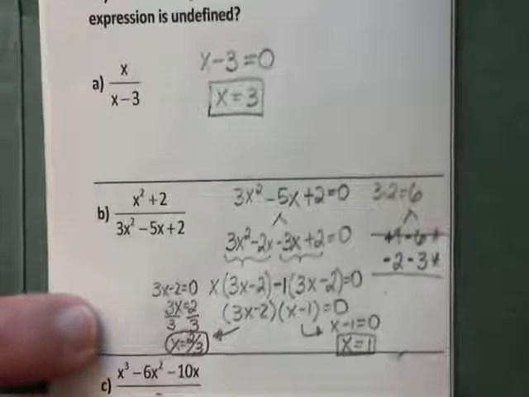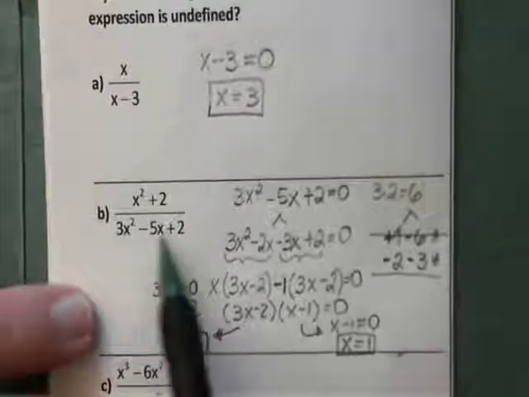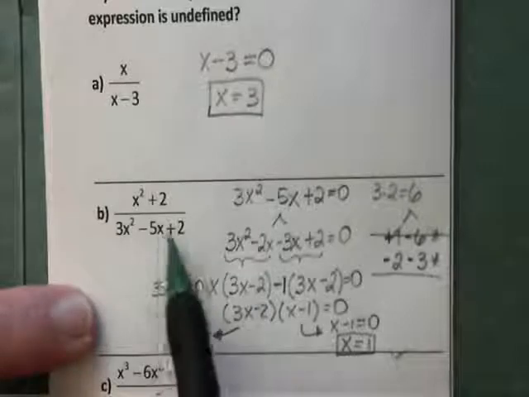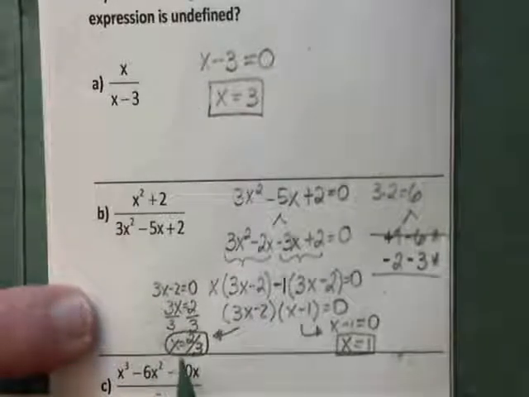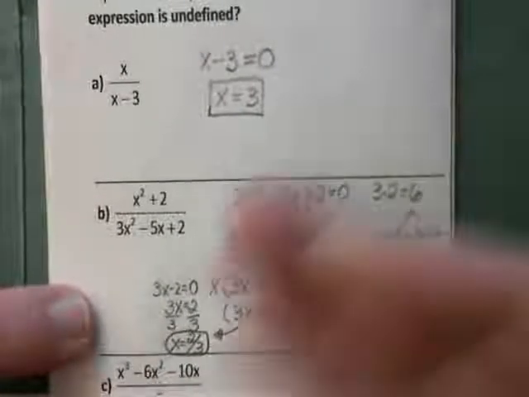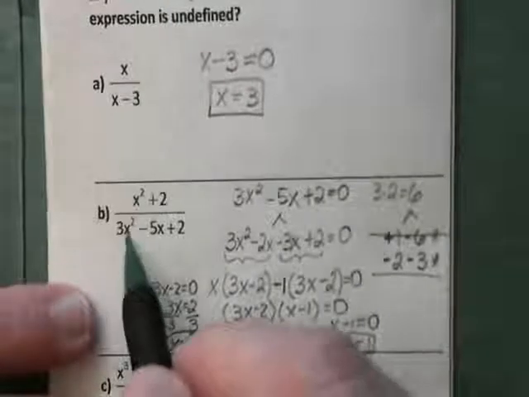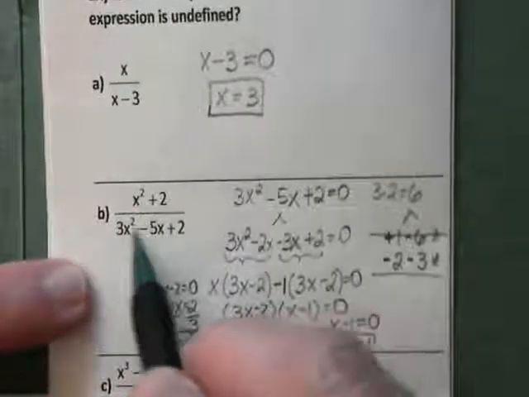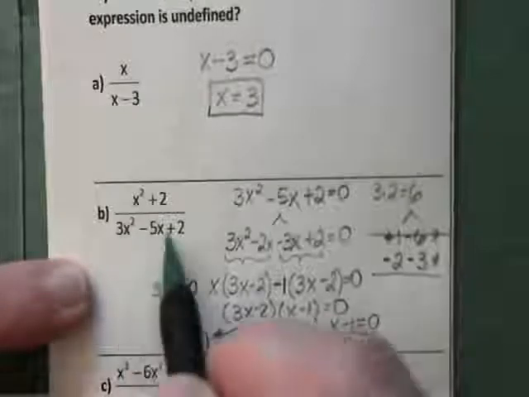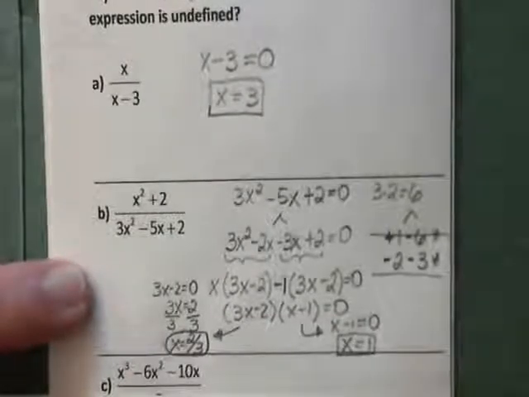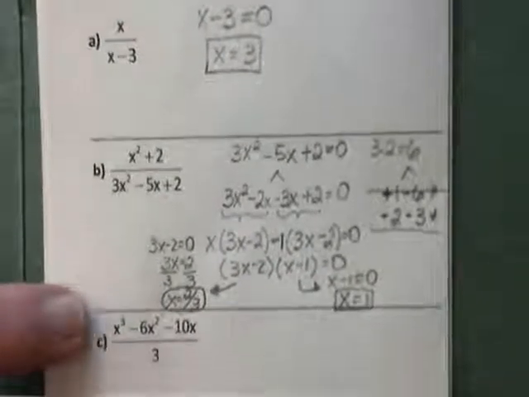Okay. So that means, what are the values that will make this denominator 0? The answer is 2/3 and 1. In other words, if I plug in number 1 over here and here, when I combine all these, this is going to make this a 0. All right. So let's move on to the next one.